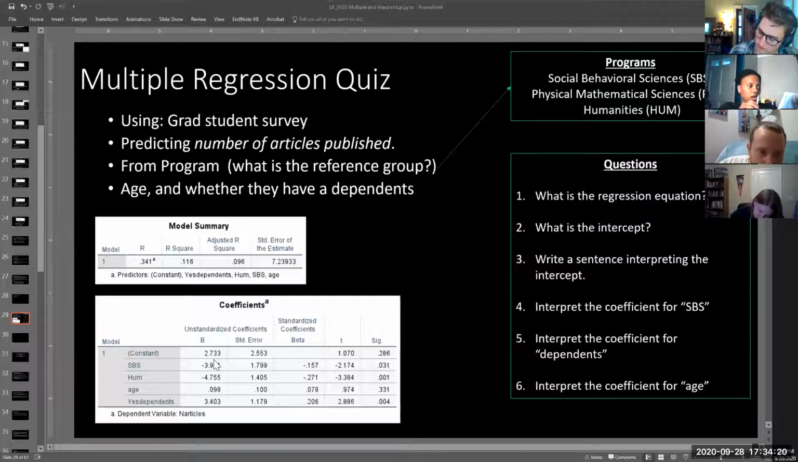Interpret the coefficient for SBS. So let me read the way I wrote this. So I guess it would be when PMS and when HUM is held constant, age and years are at 0, students in an SBS major program will have 3.911 fewer publications than the constant, essentially.